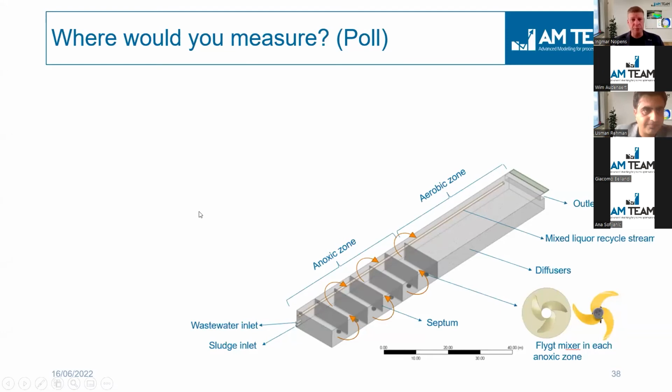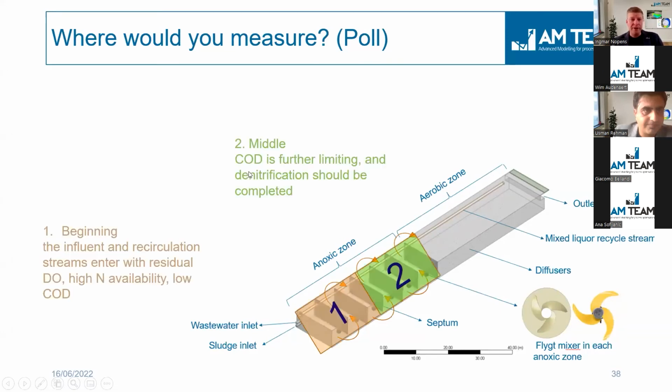Okay, and so the poll question is, where would you actually start measuring? So would you measure at the start of the anoxic zone, at the end of the anoxic zone, or in the aerobic zone? Would you have a preference on how you would design your measurement campaign? Yeah, so you also have the option all of these locations, or I have no idea. That's also a fair answer, of course.